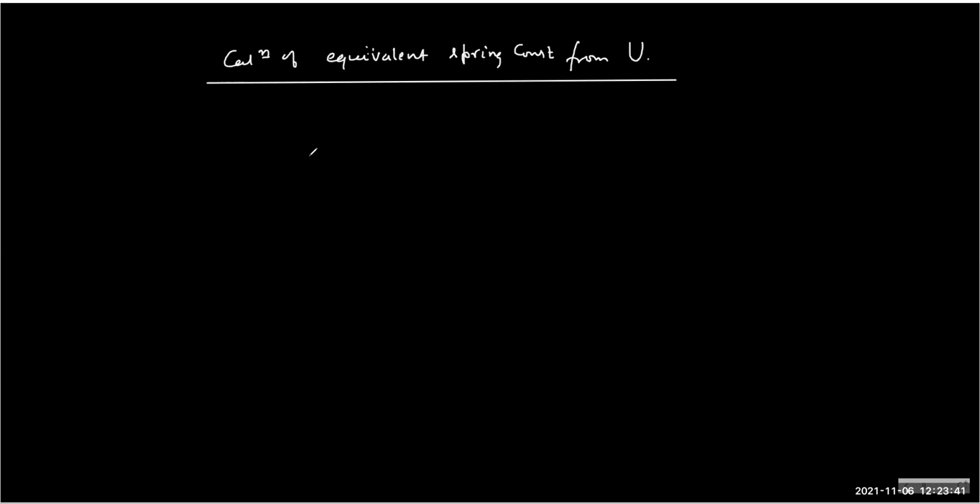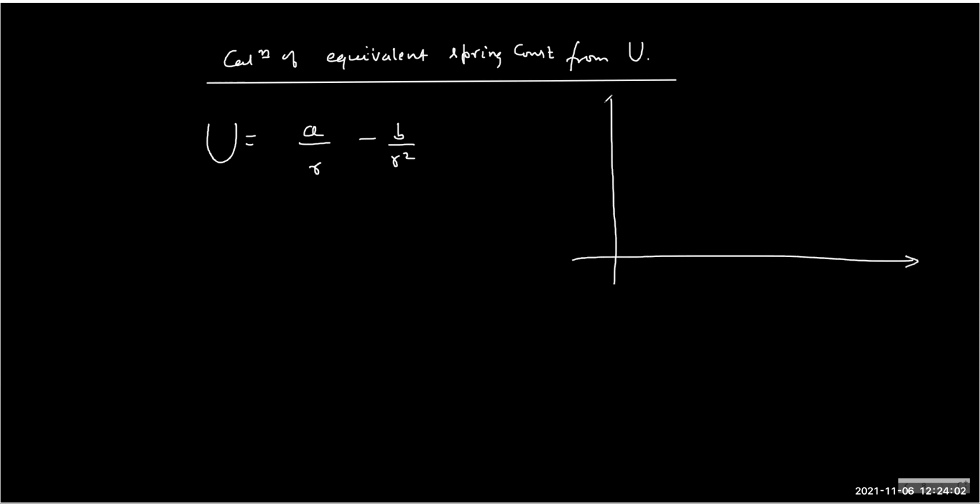So let's do this question first. U is given, in one dimension, as A by R minus B by R square. So let's plot each graph separately first to get a better idea. A and B are positive numbers.